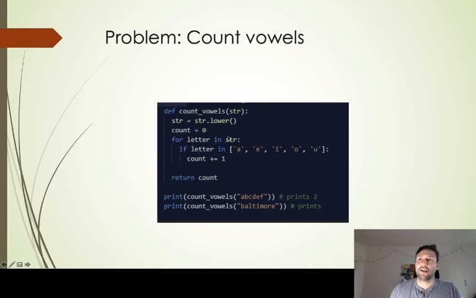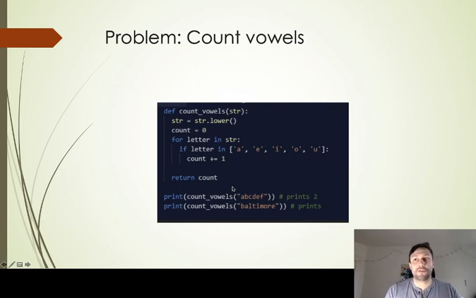And I said for letter in str, so we're essentially having that value letter take on each of the characters in the string. So if letter, whatever we're looking at, is in this list here, A, E, I, O, U, then we're going to increase count by 1. Essentially, we're going to iterate through the string and look at each letter. And if letter happens to be in this whole list here, A, E, I, O, U, we're just going to increment that vowel count by 1. And then we're just going to return count.